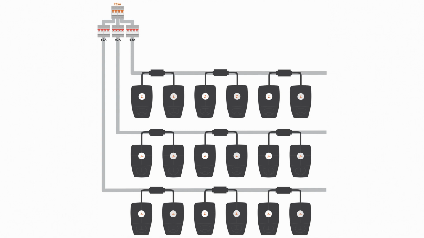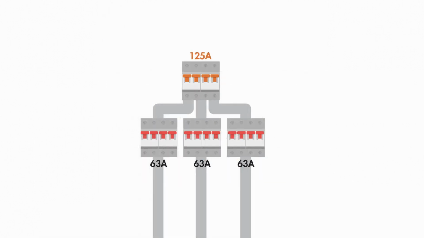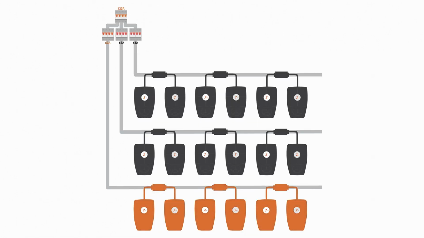As an example, this illustration shows an installation where the charging system circuit breaker is set to 125A. There are three circuits added to this circuit breaker, where each circuit is set to 63A. Six charging stations have been added to each circuit.